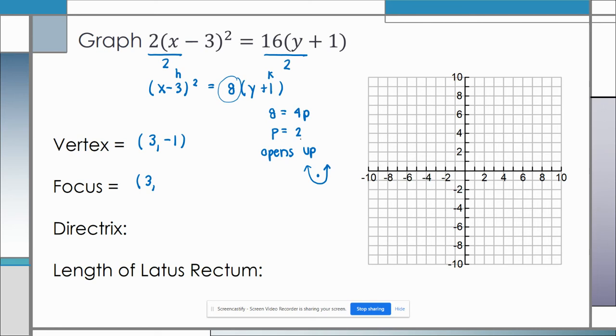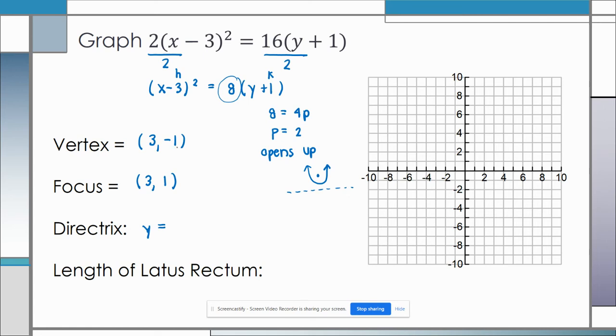And so remember, the distance away from the focus point to the vertex is the length of p. So from negative 1, I'm going to add 2 onto it. Negative 1 plus 2 gives me positive 1. I have to go in the opposite direction to get my directrix. It's going to have to be a horizontal line, which means that it's y equals.